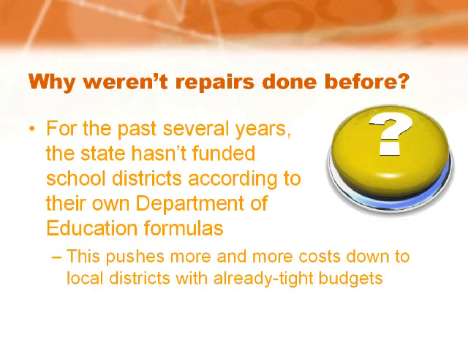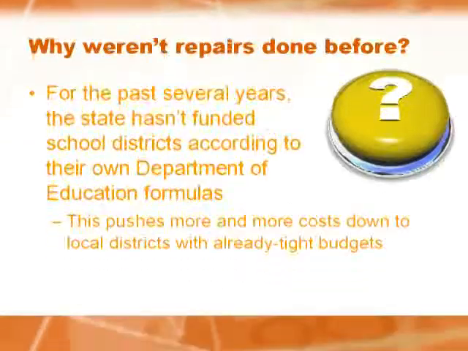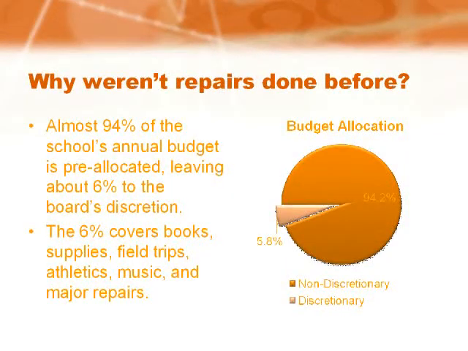This has pushed more and more of the regular everyday costs down to local districts who already have tight budgets. When the school board drafts its annual budget, about 94% of its funds are pre-allocated. That leaves only about 6% up to the board's discretion. Within that 6%, the board covers costs for books, supplies, field trips, athletics, music, and major repairs.